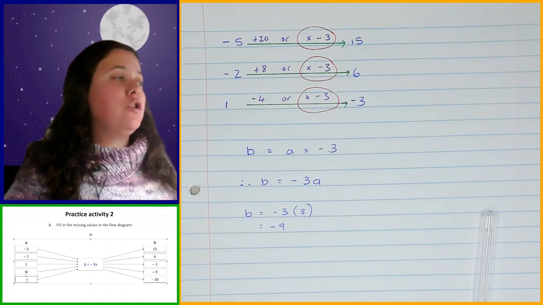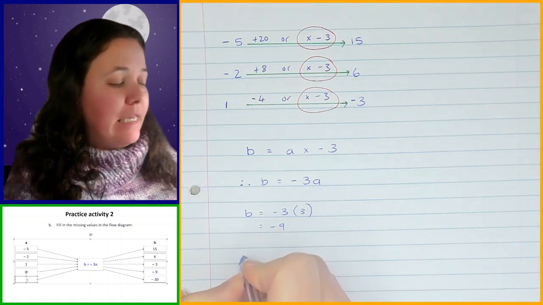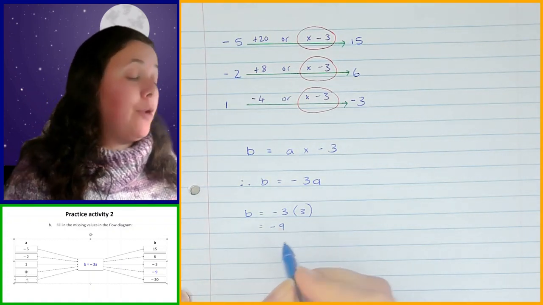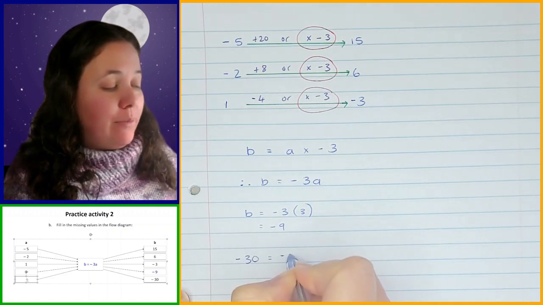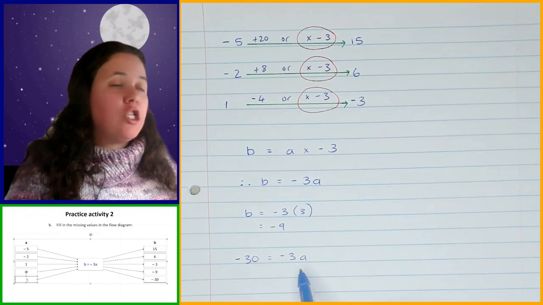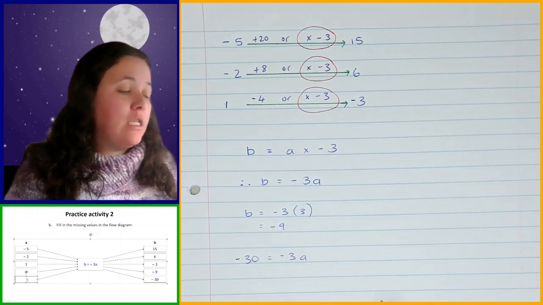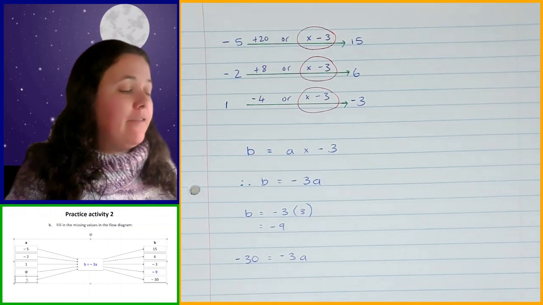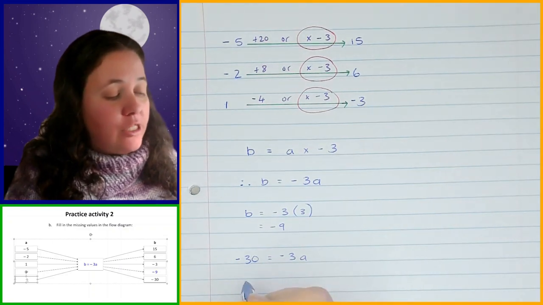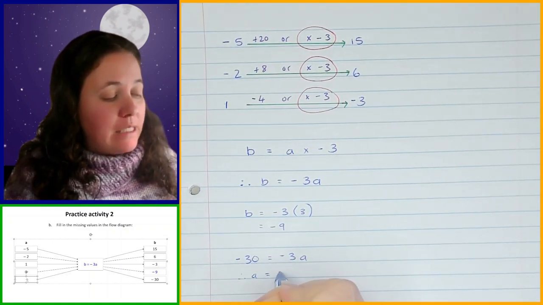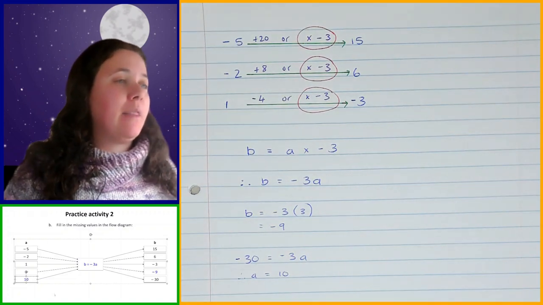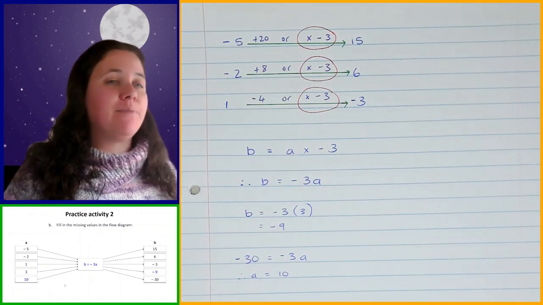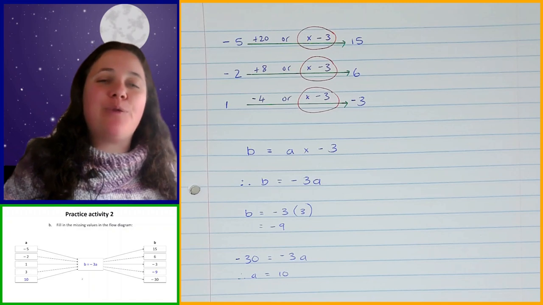And then for this one, our output is negative 30, and we have to work out our input. Negative 3 times what is negative 30? Negative 3 times 10 is negative 30. So therefore, A must be 10. So our input over here must be 10. That's what you should have got for each of those, and that is how we work with flow diagrams.